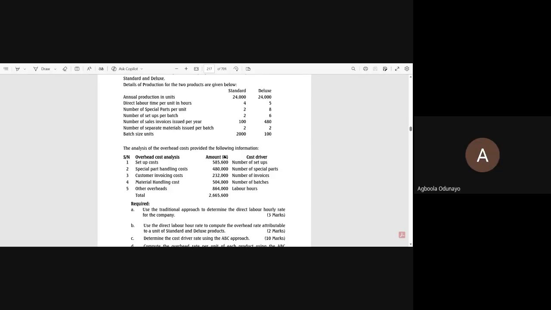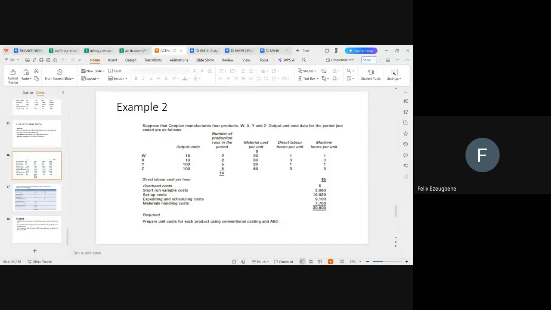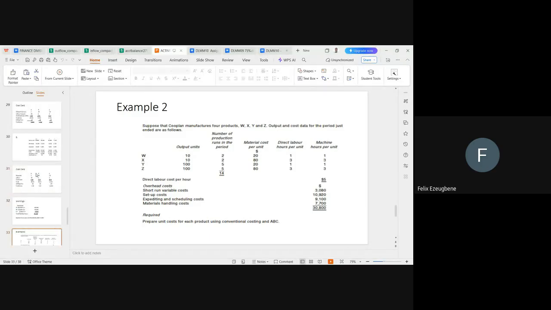So to get the overhead absorption rate, it will be 2,665,600 divided by 216,000. That is 12.34. So that is number one. Let's go and solve it. I believe everybody has the question. Is it possible to forward the question again on the platform? Let me reshare it.